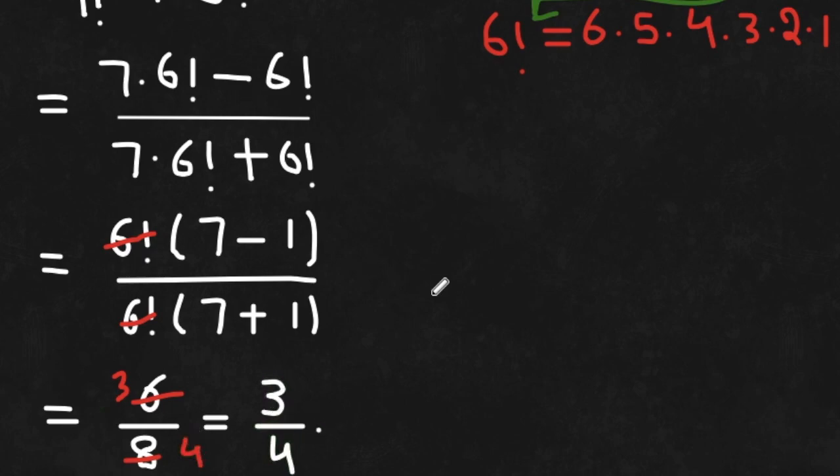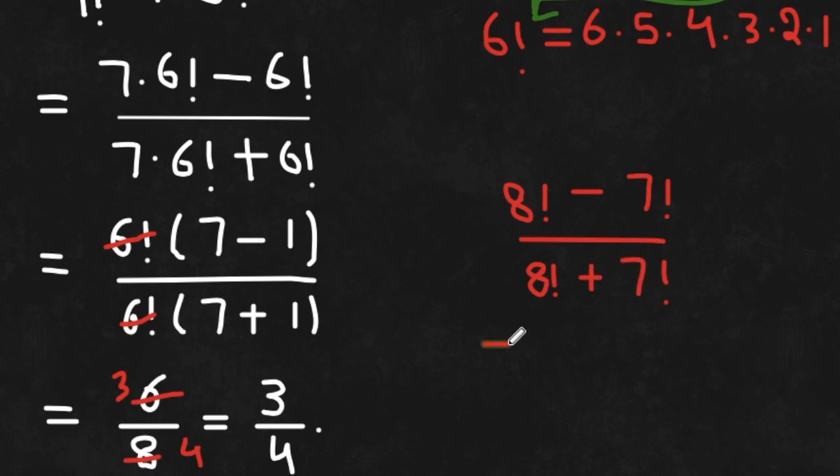So note that if you encounter any type of question related to it, for example 8 factorial minus 7 factorial over 8 factorial plus 7 factorial, it means we are left with 7 in the numerator, and in the denominator we have 9. That is, in the numerator we have one digit less than 8 and one digit greater than 8 in the denominator. So we just simplify it and get the answer.